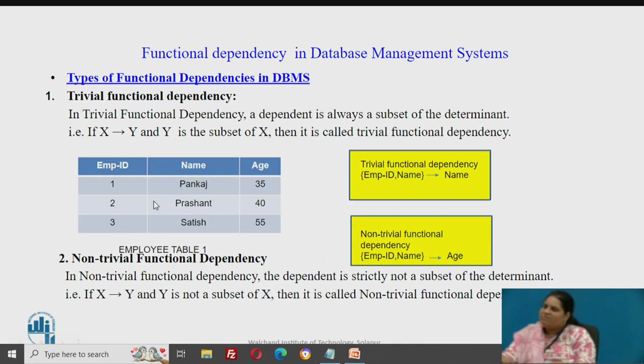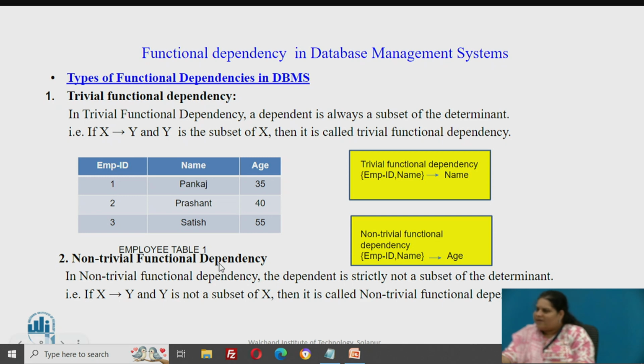Now next is the types of functional dependency, in detail, considering their function. So first is the trivial functional dependency. So here if x is having the functional dependency with y, and y is the subset of x, then we call it a trivial functional dependency. For example, this is one employee table over here. So employee ID and name is having functional dependency with name. That means this name is the subset of the particular x, so it has no such meaning we can say, but it just has the functional dependency.